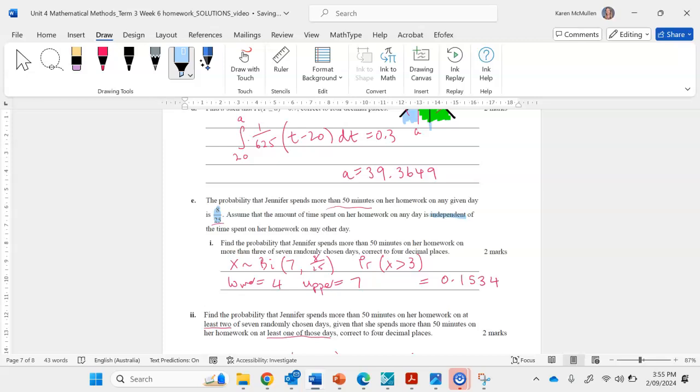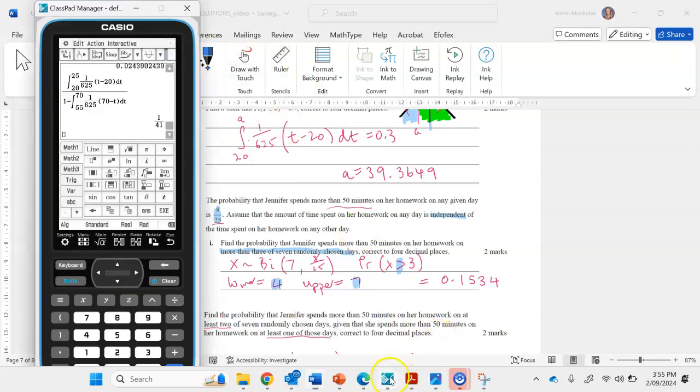More than 3 of 7 randomly chosen days. So we want 3 days out of 7 days. So it is discrete probability. So we're setting up our binomial. Just remember it is more than 3, so that means we've got to use the greater than symbol. So on our calculator, our lower limit is 4. It can't be 3 because we're dealing with discrete now, not continuous. So 4, and our upper limit is 7.